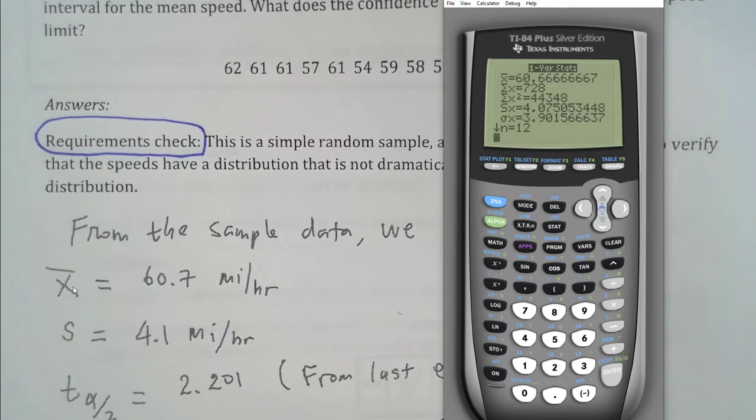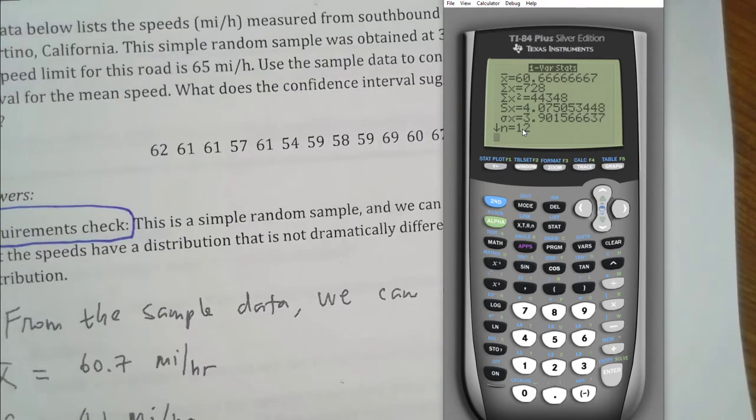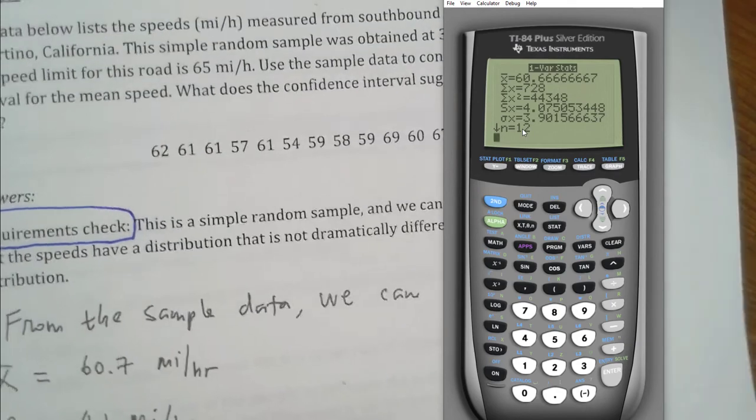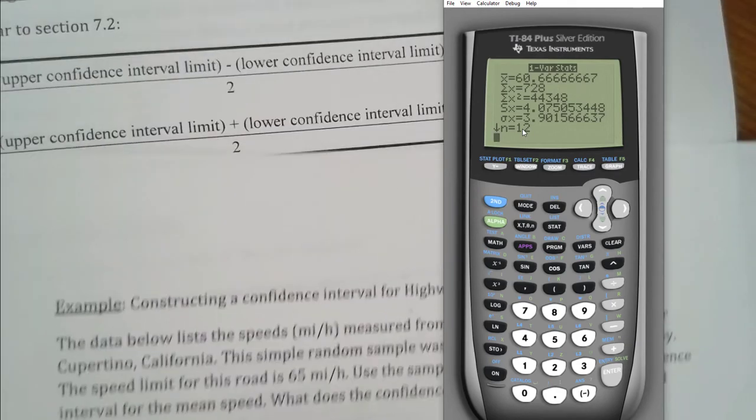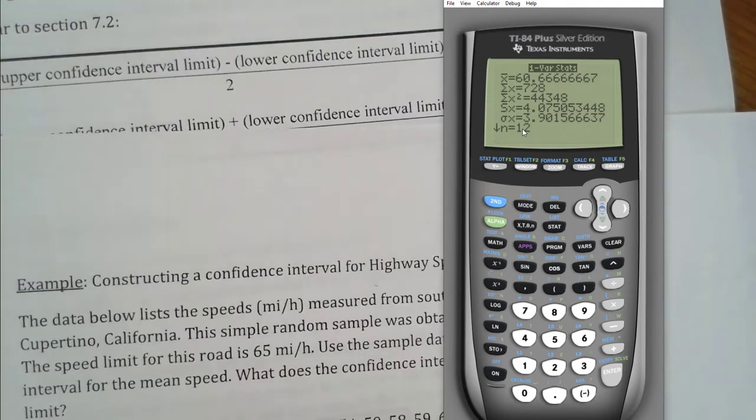So we got what? The x bar, the mean. Okay, standard deviation S is Sx right here, 4.1. So this one is the sample standard deviation. And then n is 12 and so on. So that's how we use the TI-84 to help us find that. You don't have to do this by hand.